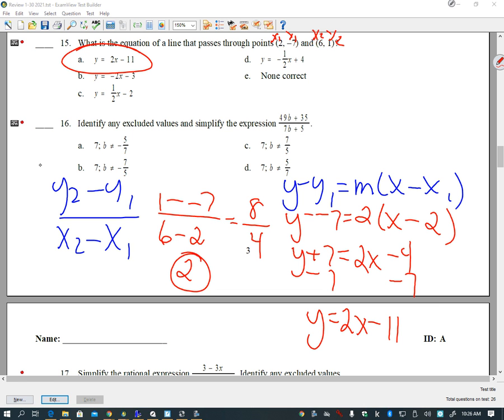You can't just pick the right answer. You have to show your work. And work means solving both equations. First, the slope formula, right? Then the point slope formula. Okay?